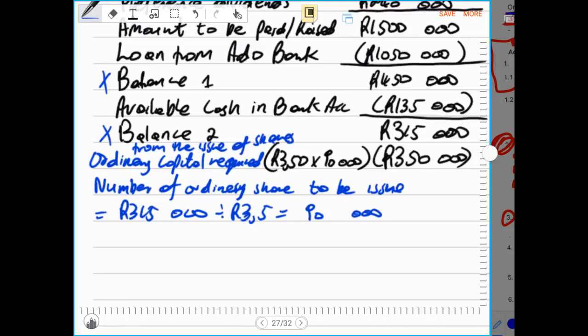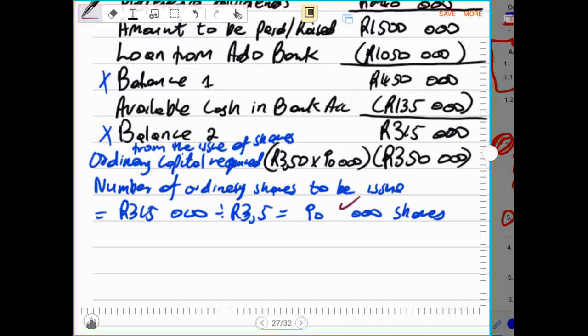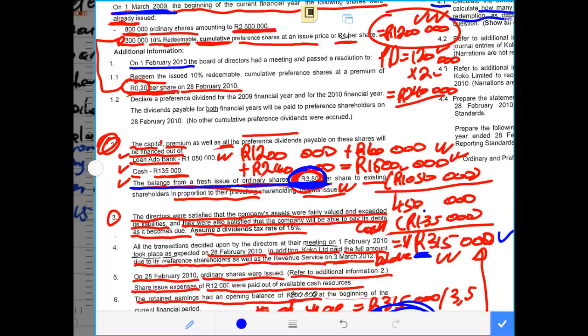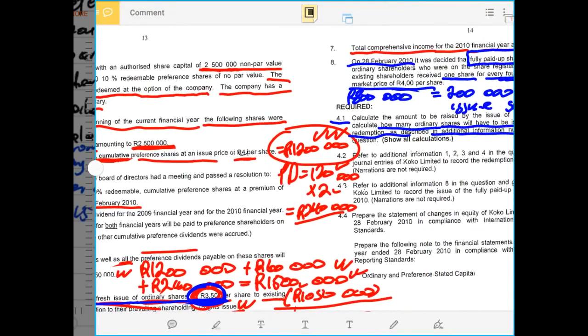Ordinary capital required from the issue of shares, and the number of ordinary shares to be issued, it is 90,000 shares. So now we have answered that. The answer and the answer, that is the marks that you'll be deserving for this question. So now we have answered 4.1, which I explain also in details.